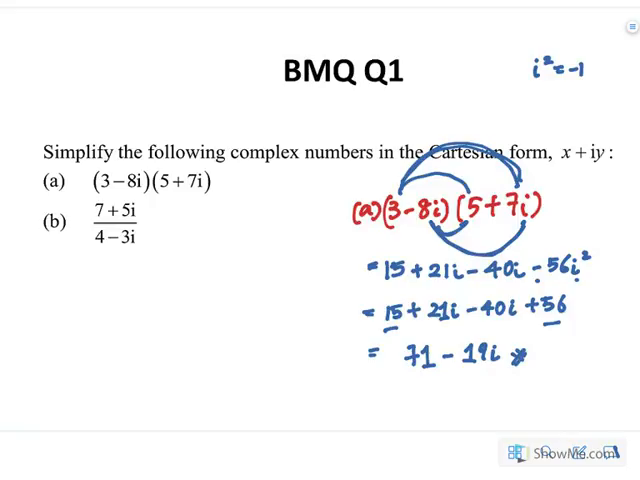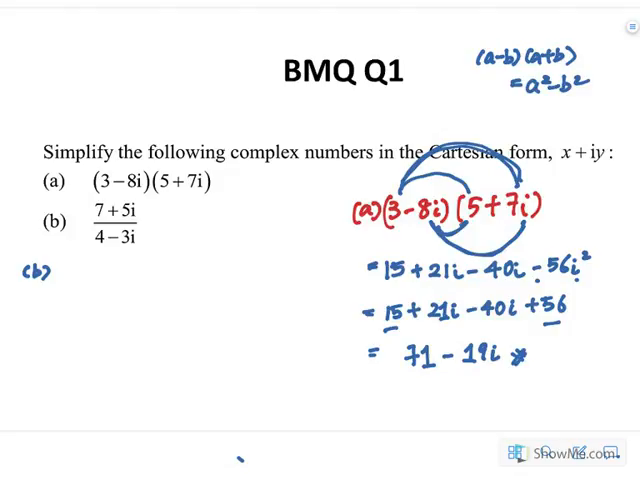Okay, part B, very quickly, what do we need to do? Remember that when we deal with the quotient or the division of two complex numbers, just like how we deal with surds, we multiply by the conjugate. Because when we multiply by the conjugate, we can make the denominator a real number. So here recall the algebraic golden rule: a minus b times a plus b equals a squared minus b squared.